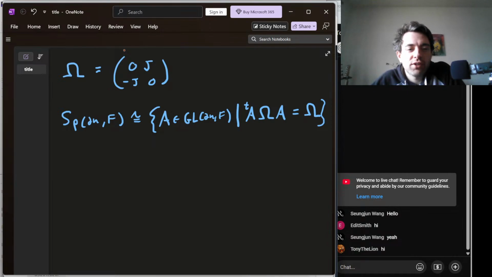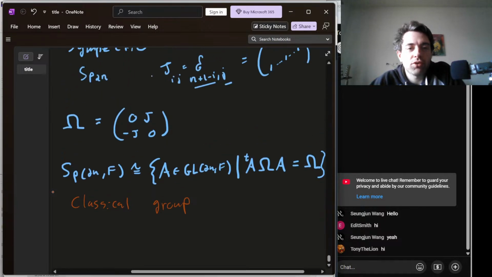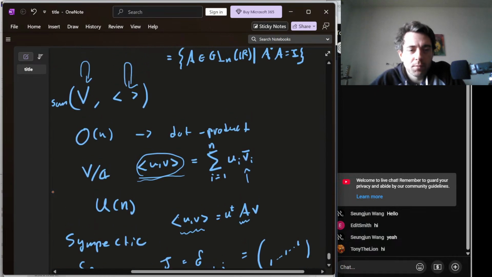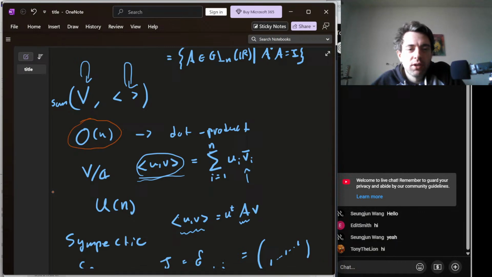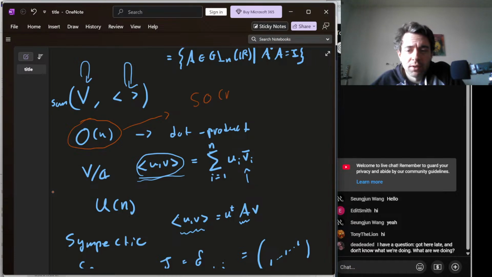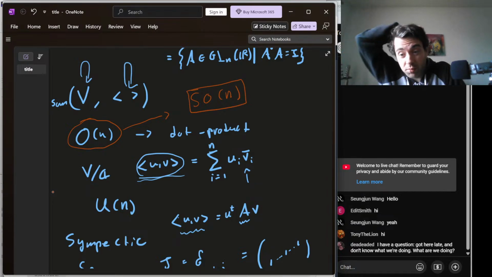So we've got a bunch of different things. Oftentimes when people say the word classical group, they mean one of the following things. So one thing I didn't say is, here we defined O(n) to preserve the dot product, but there's a special subgroup of this called SO(n), where we ask that the matrices also have determinant 1.